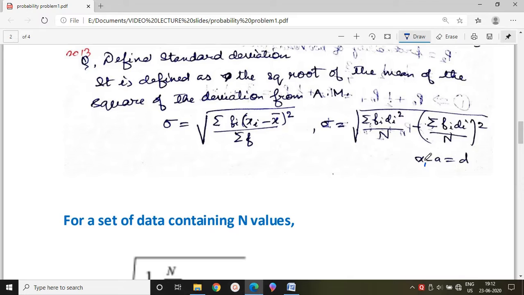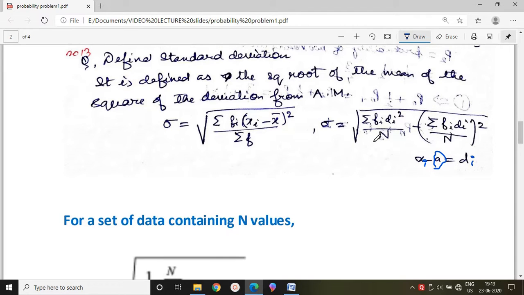This xi minus a is actually your di here. Xi means ith data value for x, and di you can say a difference between xi and a. What is a here? How will you get a? This I will show you by using an example. Here we will avoid how this formula comes, but we'll show you the usefulness of this formula.